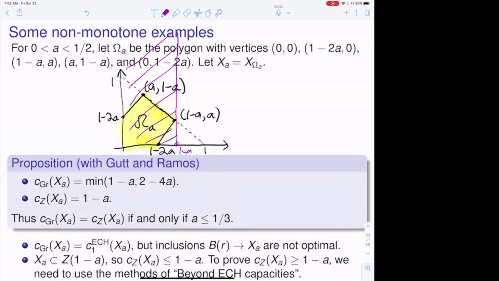ECH capacities don't help. This is an example where Dehaen's theorem doesn't apply. So I wrote a paper called Beyond ECH Capacities, which looks a little more carefully at the holomorphic curves that are involved in these obstructions. And those methods work here to prove what we want, that the cylinder capacity is 1 minus A. In this case, it's actually very simple. You show that if this domain embeds into a cylinder, then a certain holomorphic cylinder has to exist, where the action of the positive end of the cylinder is 1 minus A, or is the size of the cylinder, and the action of the negative end of the cylinder is 1 minus A.